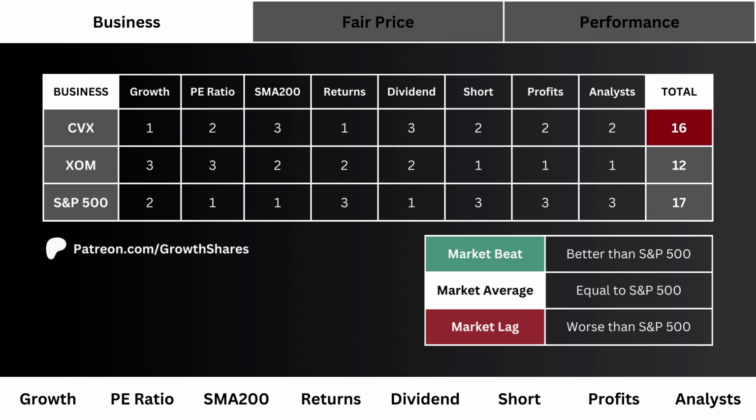So after going through all our business metrics, what you see here is the total score for all three stocks. The higher the score, the better the business of the three. If the company has a higher point total than the S&P 500, it's a market beat, and that's the preferred outcome.